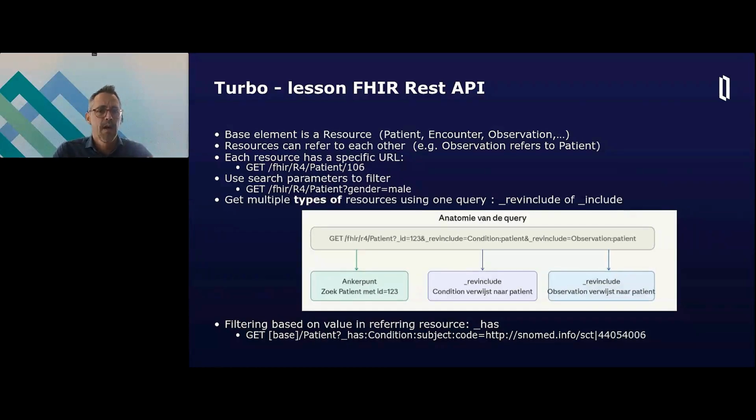Suppose you have a patient, and you know the ID of the patient, but you also want to know all the conditions of that patient, which is a separate resource, and also to get all the observations of the patient. So rather than firing 3 different requests, you could create this request instead. And there you basically say, it's okay, for this patient, I want to reverse include everything that points to this patient and is a condition, and the same for observation.